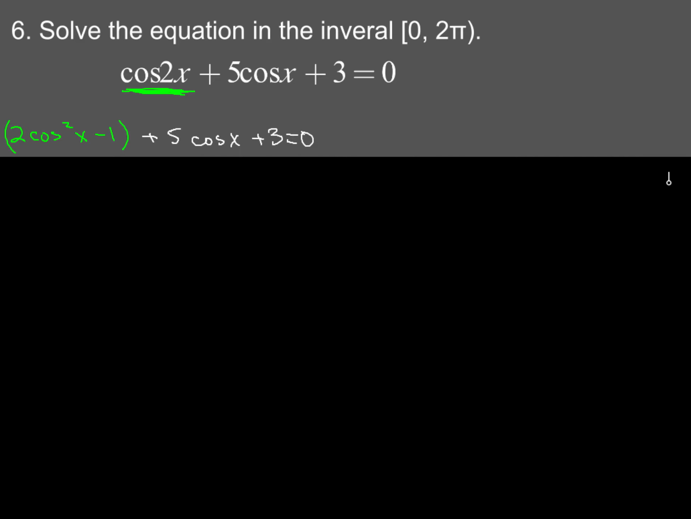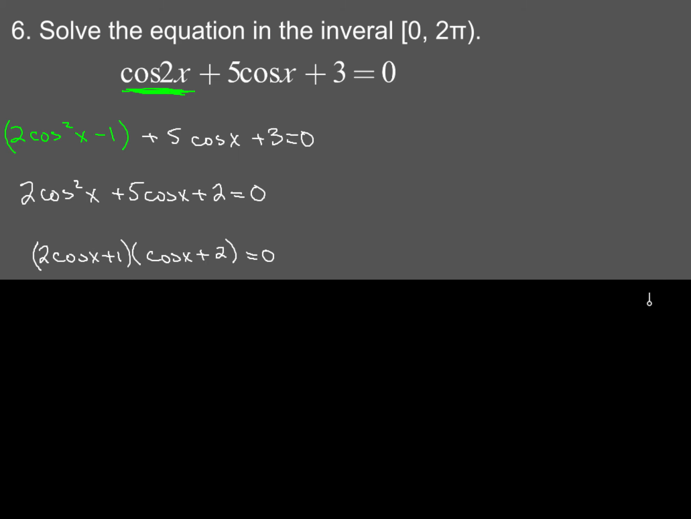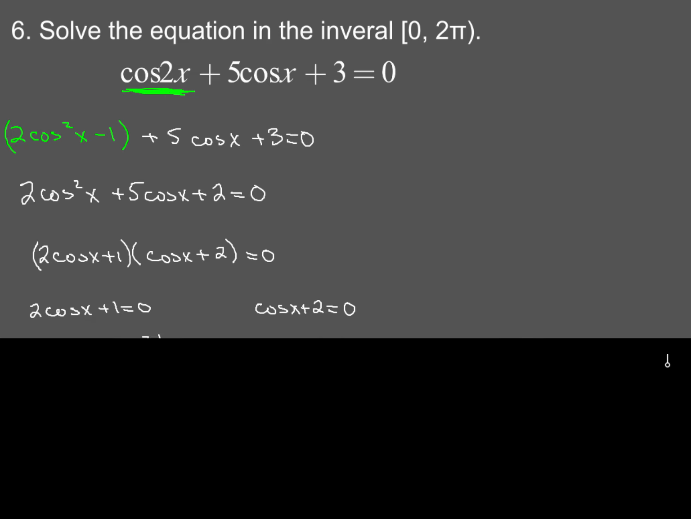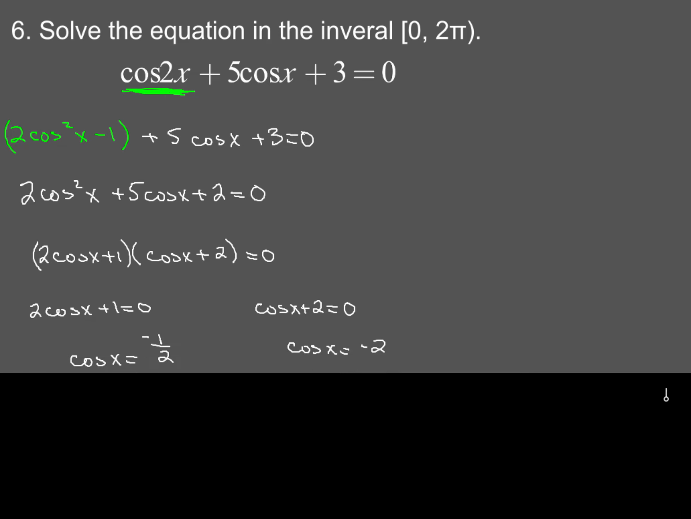That is going to help us rewrite the equation. Once we clean everything up, we get 2 cos squared x plus 5 cosine x plus 2 equals 0. From here, we'll factor this, and we'll get the quantity 2 cos x plus 1 times the quantity cos x plus 2 equals 0. Now when we set each of these factors equal to 0, on the left-hand side we'll get cosine of x equals negative 1/2, and on the right-hand side we'll get cos x equals negative 2.